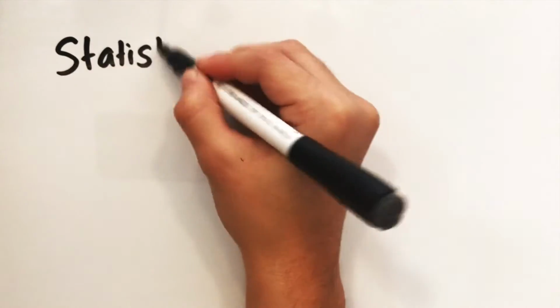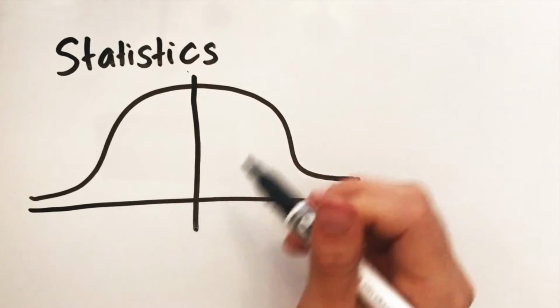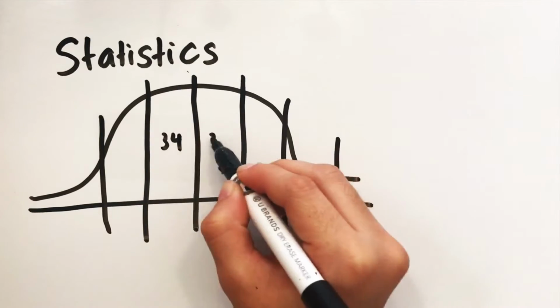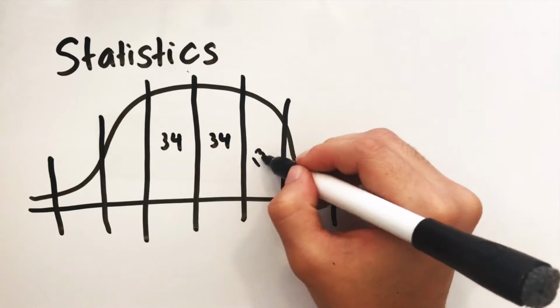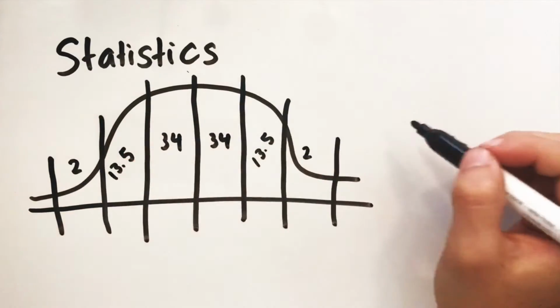The next thing we're going to talk about is statistics in psychology. This is a normal bell curve. The normal bell curve is a symmetrical, bell-shaped curve that describes the distribution of many different types of data. Most scores fall near the mean, which is the middle.